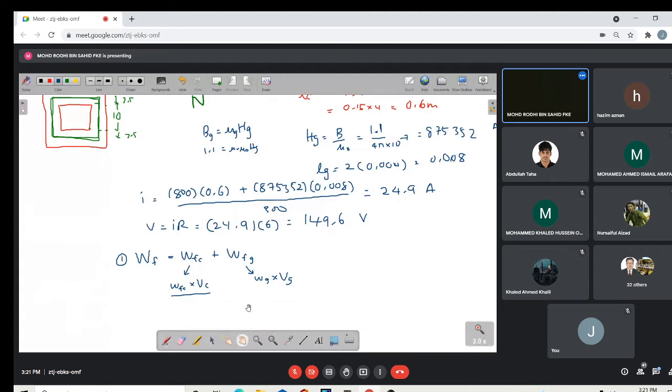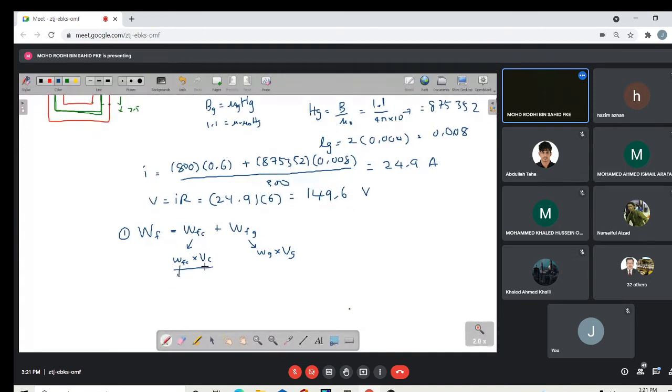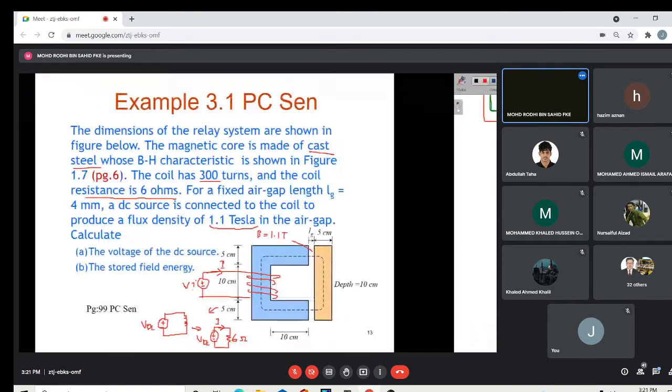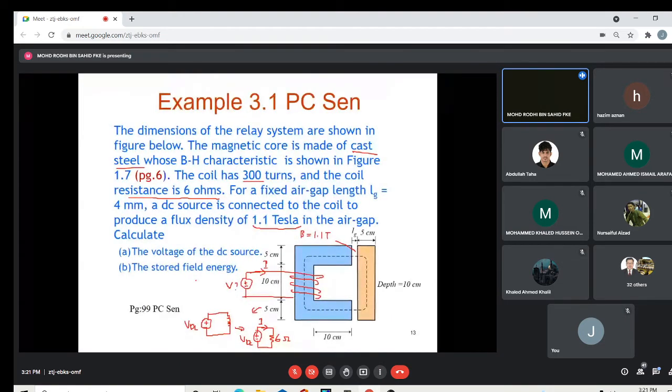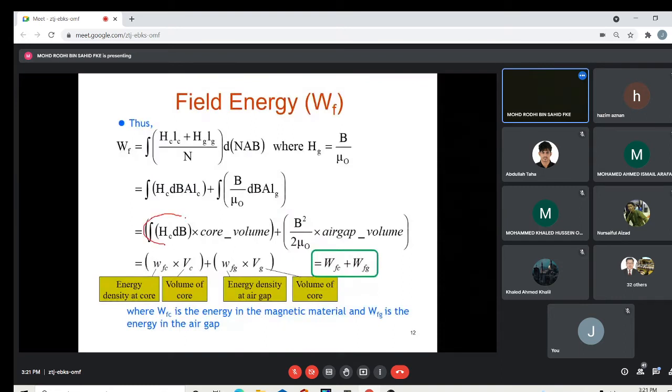And we know that this one is equal to the integration of H dB. Based on the plot, if you have B and then you have H and you have the magnetization curve, basically this integration is what? This area. It is this area.